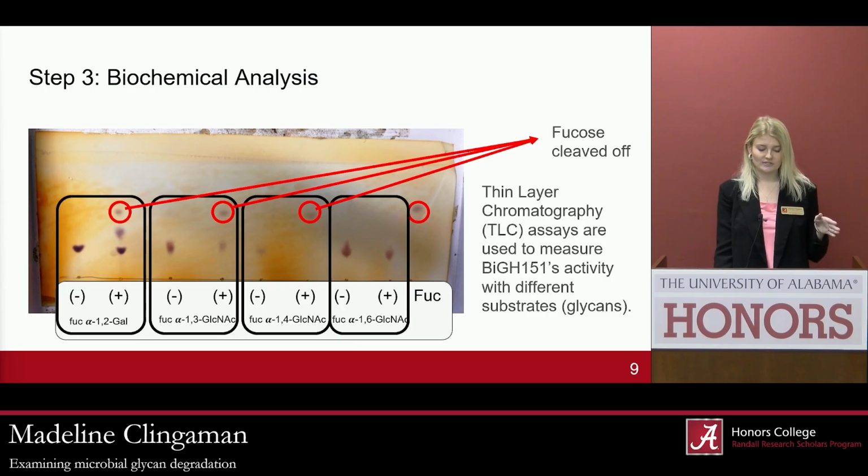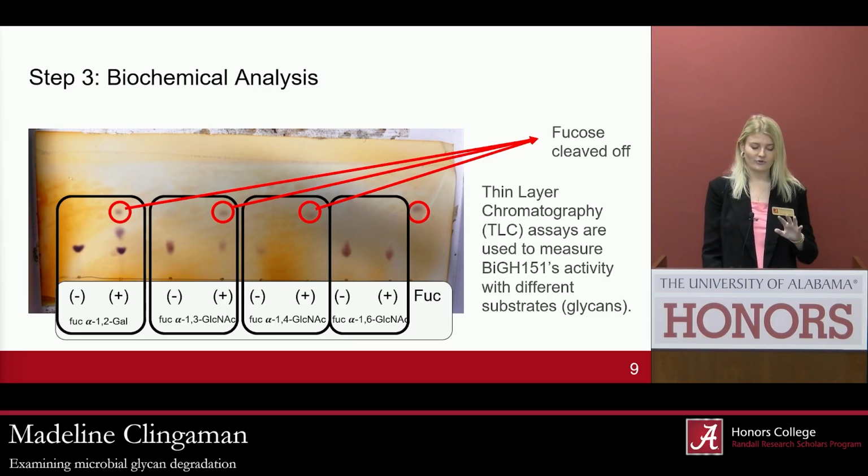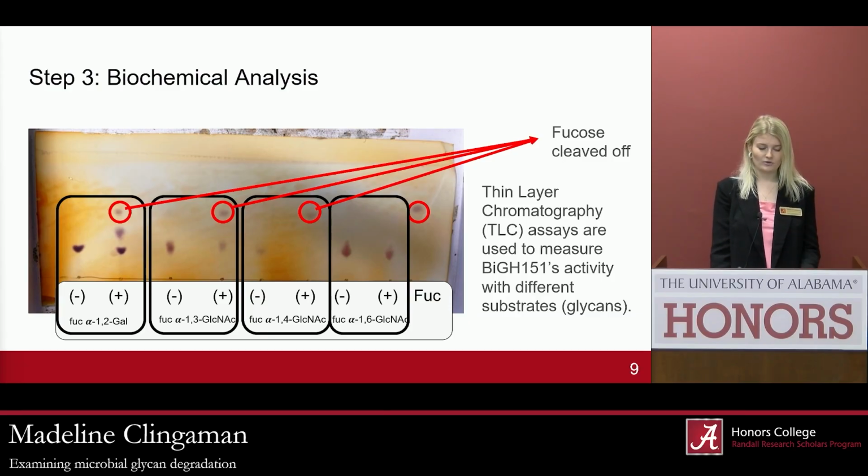And on the screen, you can see 4 different glycans or substrates that I've used with BIGH151. They're all boxed. The negative indicator shows just the substrate. There's no enzyme in there. And then the positive indicator is the enzyme and the protein together.